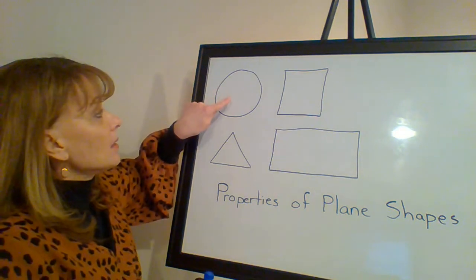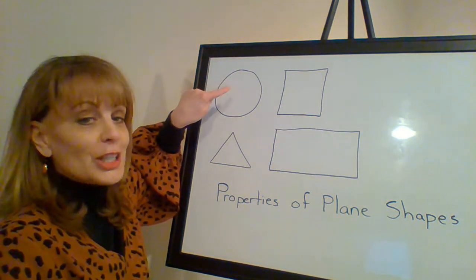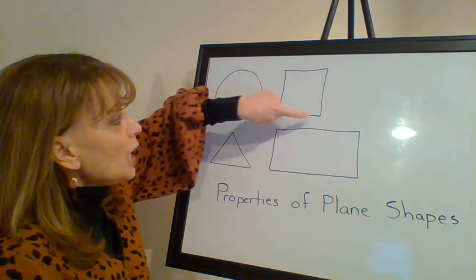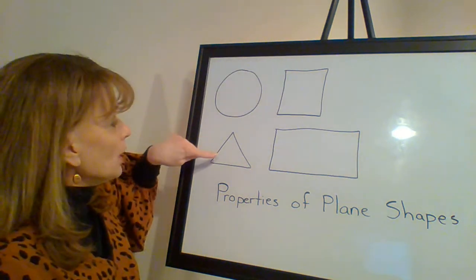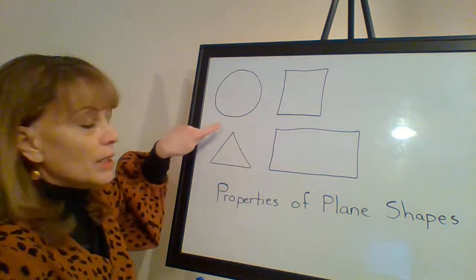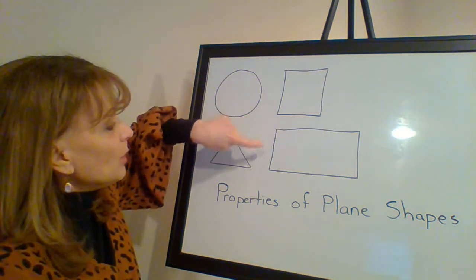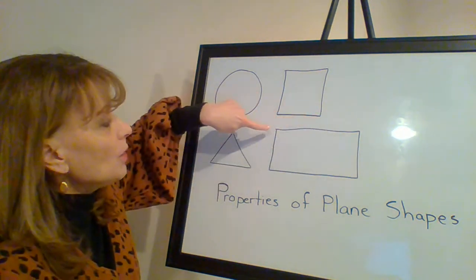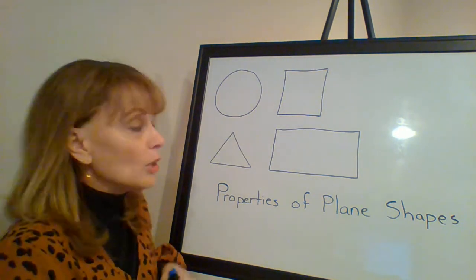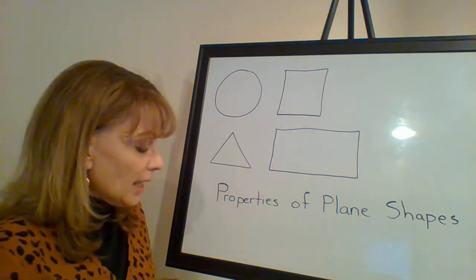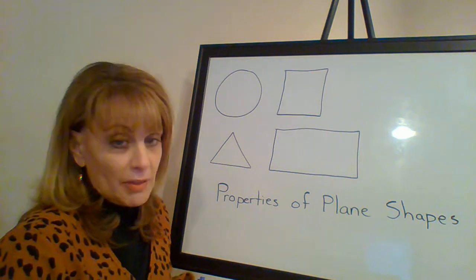When you look at this shape, you know it is a circle. When you look at this shape, you know it is a square. When you look at this shape, you know it is a triangle. And when you look at this shape, you know it is a rectangle. Very good. Those are plane shapes. And today we're going to talk about how they are alike and how they are different.